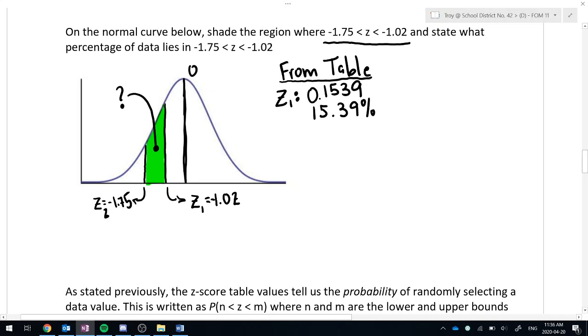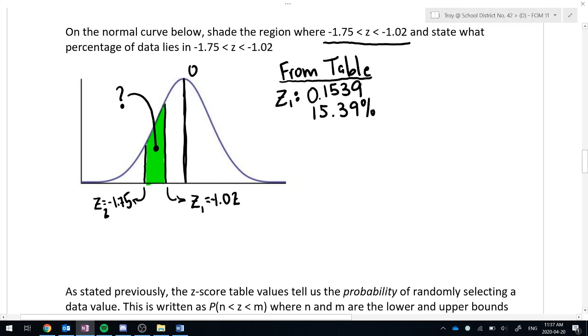Okay. So that means everything from here to the left makes up 15.39% of the data. So to be clear, it includes this. Okay. So that's not the answer to our question, but it's the first step.